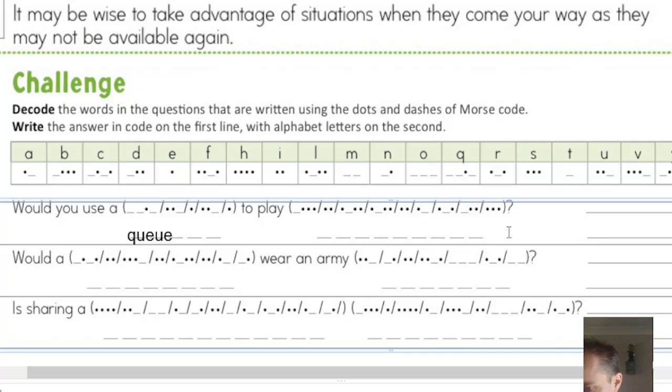So you're going to have to work out what these words are, and they're questions. So if you think that's going to be a yes, when you figure it out, then you write yes, and if it's no, you write no. So if it says, would you use a Q to play baseball, then you would write no. But what does this queue actually mean? It's the queue where you have a bunch of people waiting for something. So I don't think you're going to use a bunch of people waiting for something to play a game anyway. But we'll have to see. Maybe there's some homophones in there.